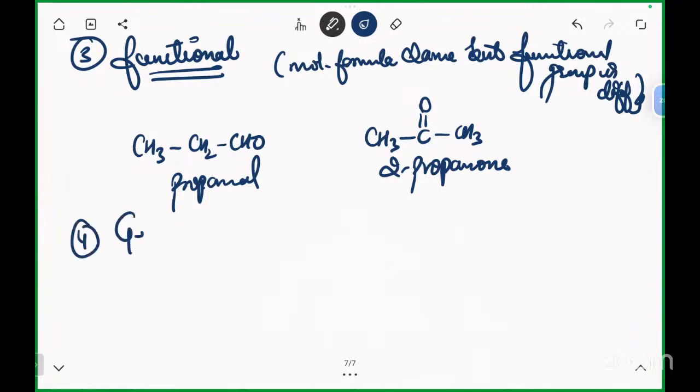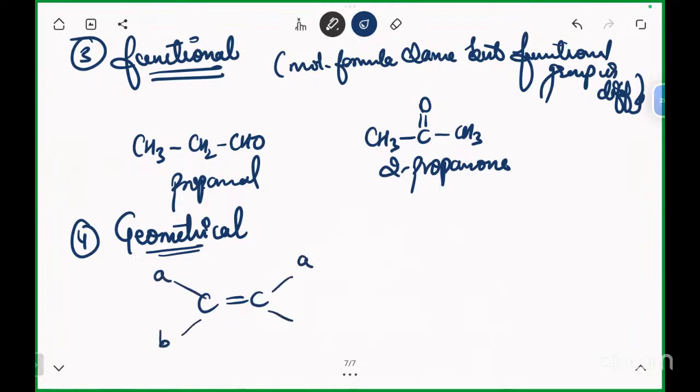The last type is geometrical isomerism. Sometimes the question can be asked from this area, in which you only have to remember the position of groups on either side of the double bond. If we have C double bond C with A and B, or you can take a simple example: here we have CH3, here CH3, here H, here H. Second example: C double bond C, CH3, CH3, H and H.